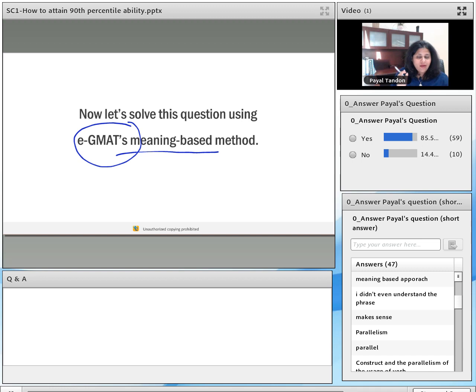Why do I say that? Because when people say that they are using meaning-based approach, many of them, and I might be wrong here, but from looking at the solutions that students provide, many of them first solve the question using grammar, and then they utilize meaning as an additional error to figure out, is there a meaning shift? Okay, so they don't utilize meaning right up front in their approach. They utilize meaning as one of the error types to figure out if there is a meaning shift. And that is not the meaning-based approach that you need to use. The right meaning-based approach, the e-GMAT's meaning-based approach, is the one that starts off with meaning and that ends with meaning. And I'm going to demonstrate that to you.